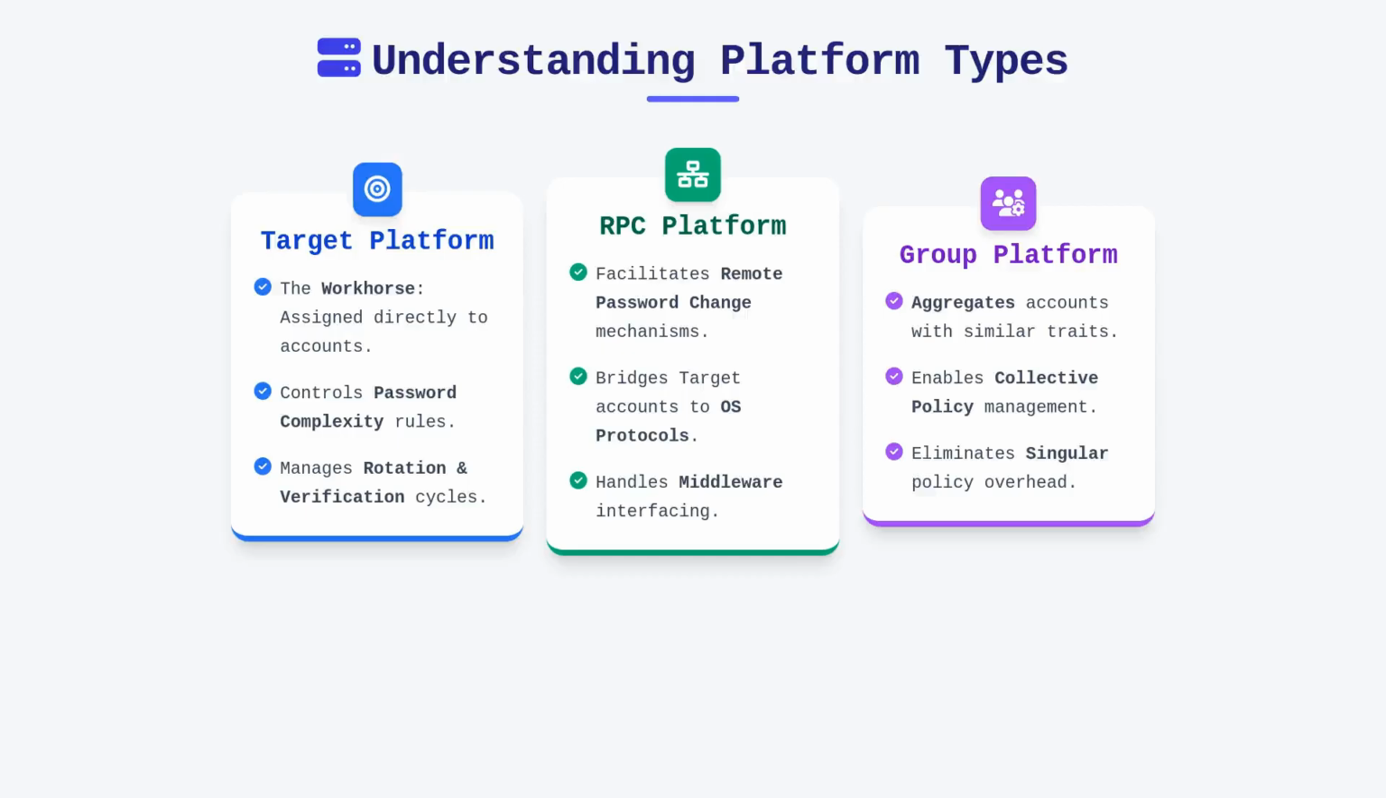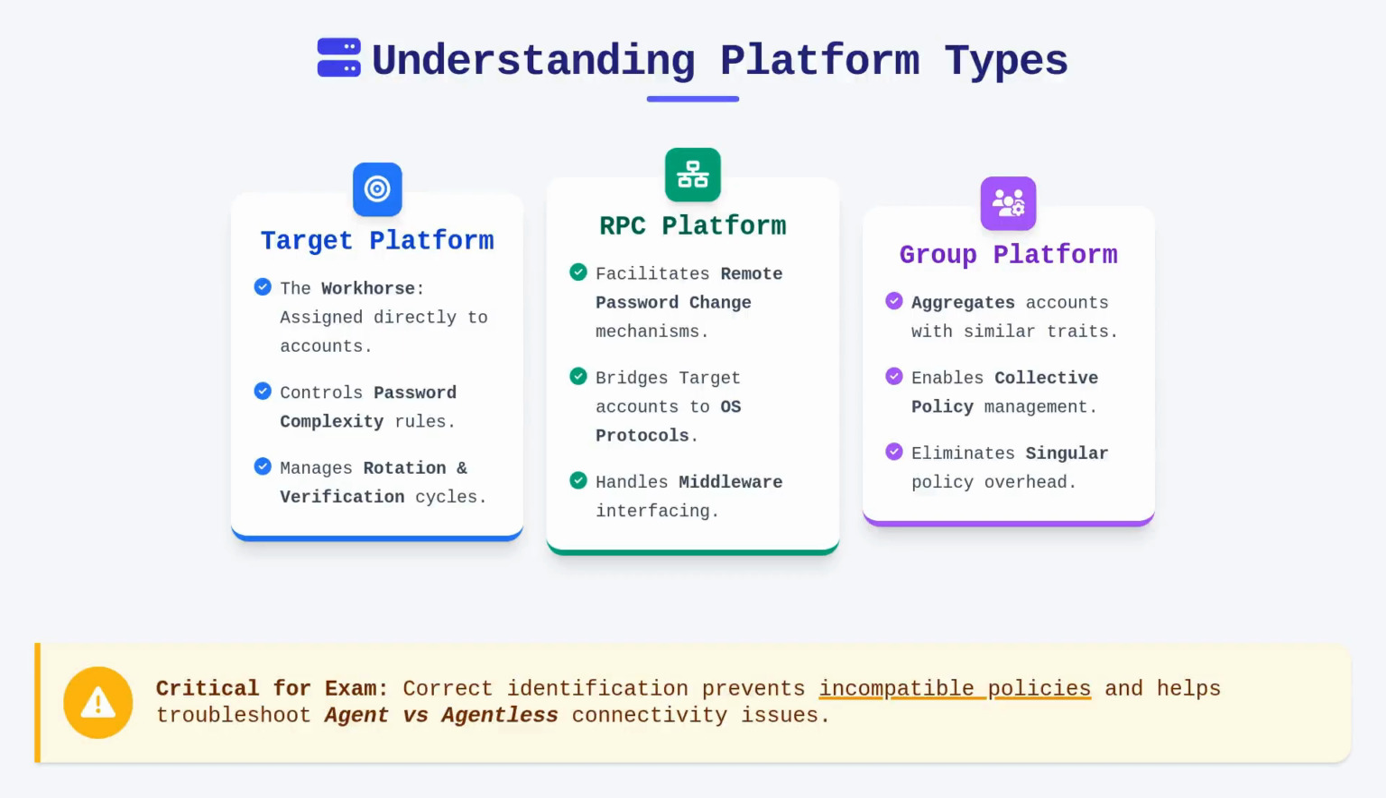Distinguishing these types allows you to troubleshoot connectivity issues effectively, as knowing whether an agent must be contacted via RPC or a standard agentless connection is fundamental to success. Mastering these definitions ensures you do not inadvertently apply an incompatible policy to a sensitive asset, which is a common scenario in the exam.